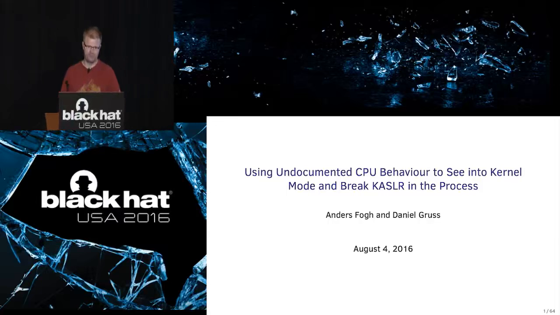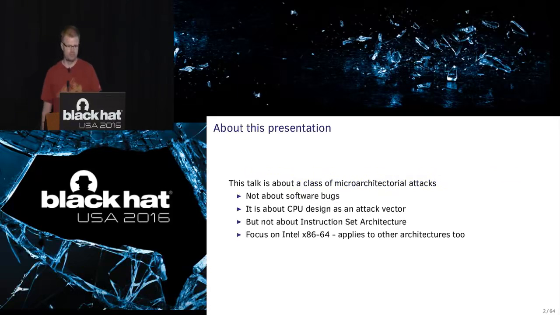This talk is about using undocumented CPU behavior to see into kernel mode and break KASLR in the process. About a year ago, I was preparing a talk for Black Hat 2015 about detecting rowhammer, when Daniel and his team came up with the way to do rowhammer in JavaScript. That marked the first time that Daniel's and my research collided. It has collided a lot the last year, and finally we decided that it might be a good idea to cooperate instead of competing. And what you're about to see here is the first result of our cooperation, and I hope you like it.